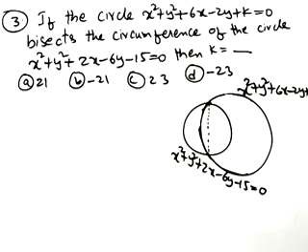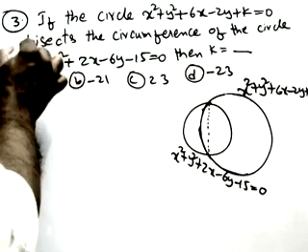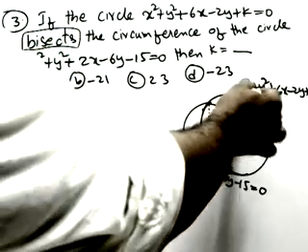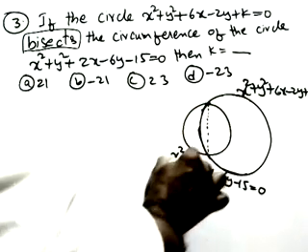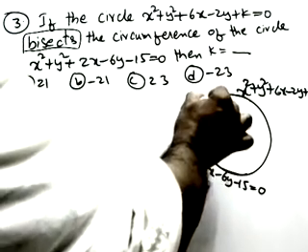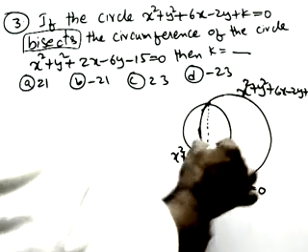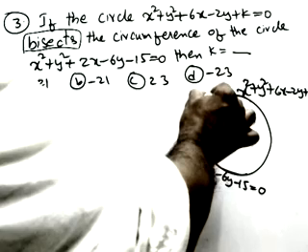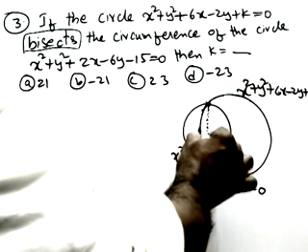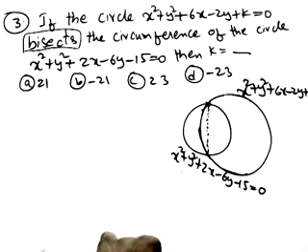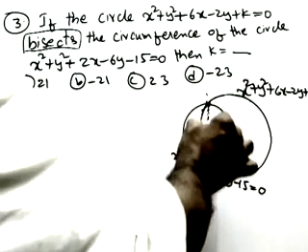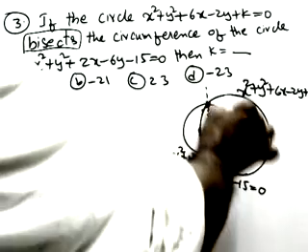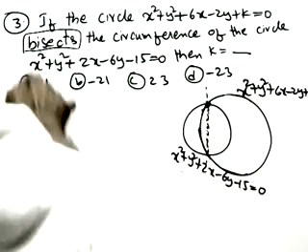If the circle bisects the circumference of the circle, what does it mean? Bisect means dividing into two equal parts. Suppose this is the circle; bisecting the circumference of this circle means dividing it into two equal parts. This is a half circle, this is a half circle. That means it is passing through the diameter. Sorry, the common chord will be the diameter. This is the common chord. So the common chord will be the diameter of the second circle.